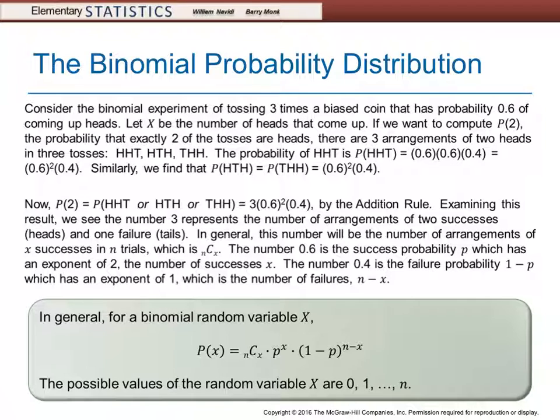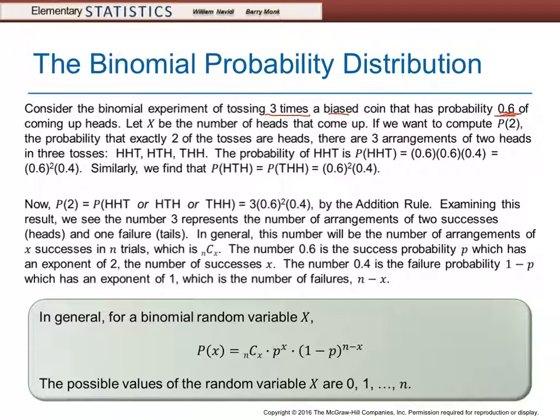So, for a binomial probability distribution, we consider the experiment of tossing a coin 3 times that is biased, in this case, with a probability of success of 0.6 of coming up heads. In this example, X's success is the number of heads that come up. We want to compute the probability that X is equal to 2. That is, exactly 2 of the tosses are heads.